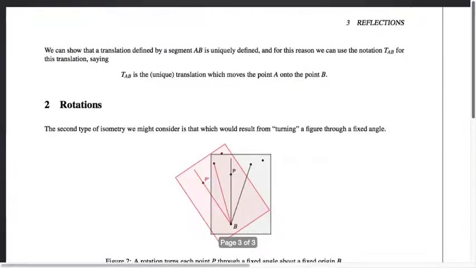But it turns out that the translation defined in such a way by a segment AB is unique. So if I tell you we're going to talk about the translation that moves the point A to the point B, there's only one translation that does that. And so we'll use the notation T_AB, as our authors do, to define the unique translation which moves the point A onto the point B. And then by extension, it moves every other point of the plane to a point which makes a parallel congruent segment with AB.